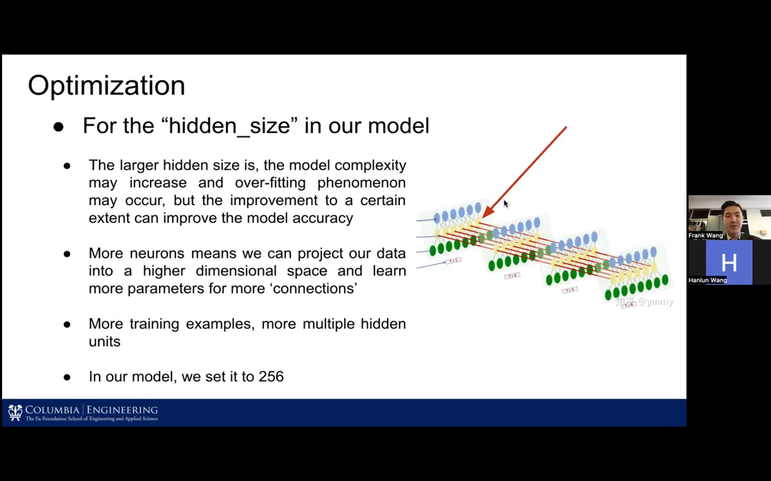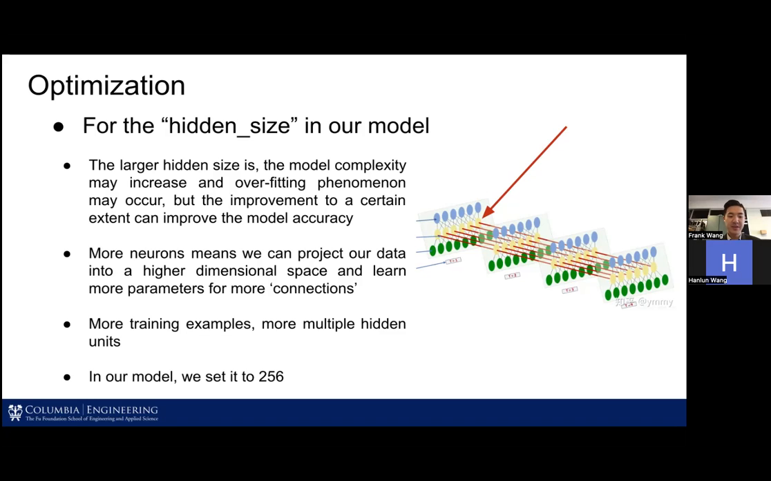And for the hidden state in our model, we also want to increase the hidden state in each layer, which means we increase the hidden size. With a larger hidden size the model's complexity also increases, and the side effect, overfitting, may also occur. But improvement to a certain extent can also improve the model's accuracy. Nowadays, generally speaking, there are no rules to define exactly how many hidden states we should have.